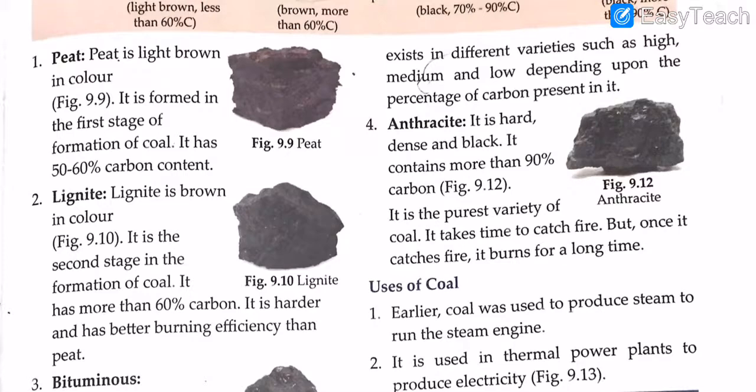It is hard, dense, and black. It contains more than 90% of carbon. That's why it's the most mature of all, and it is the purest variety of coal. It takes time to catch fire, but once it catches fire, it burns for a long, long time. It is the purest variety of coal, just like natural diamonds. Natural diamonds are also the purest variety of carbon, and they only contain carbon. Similarly, here in anthracite as well, it is the purest variety of coal because it has the most carbon content.